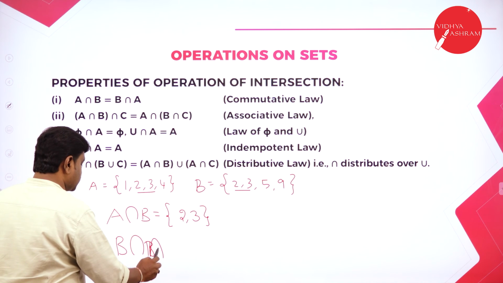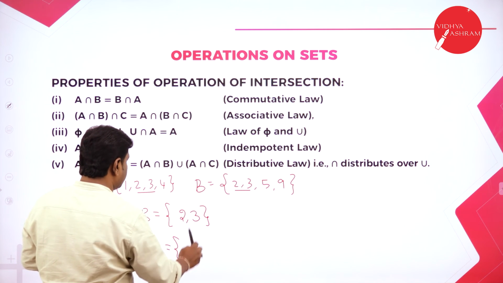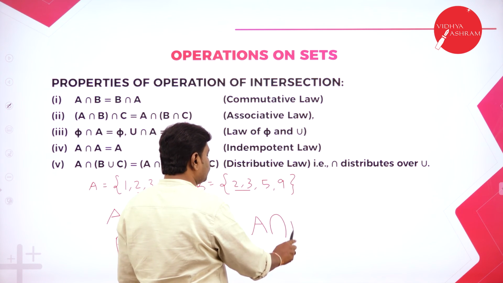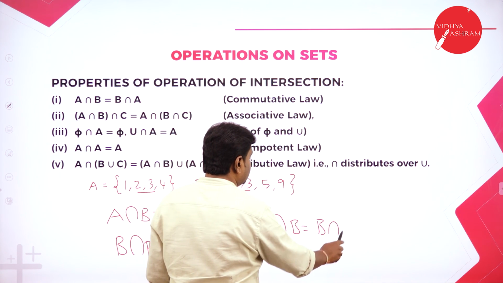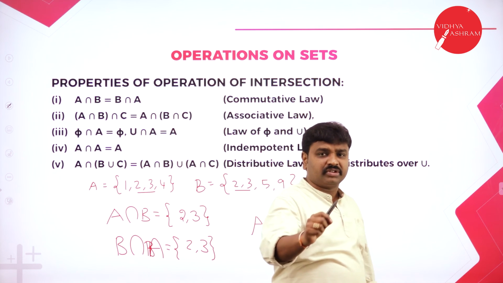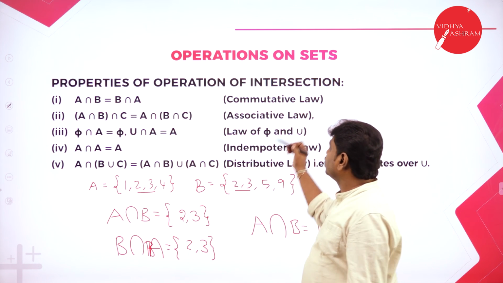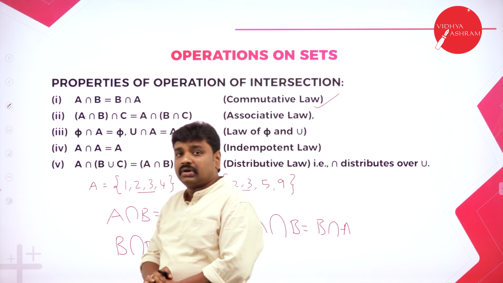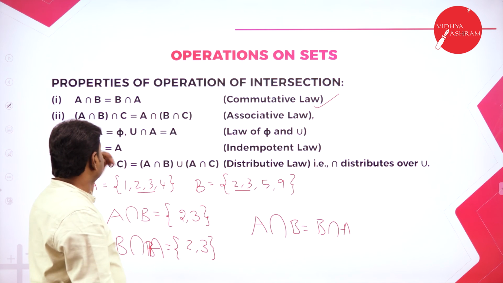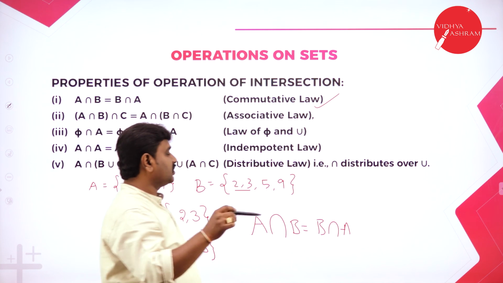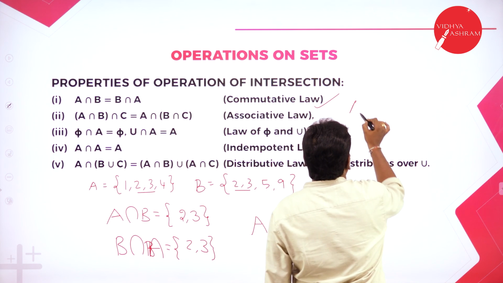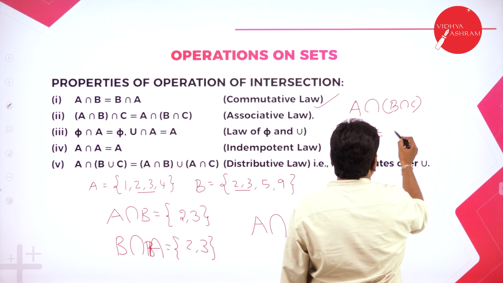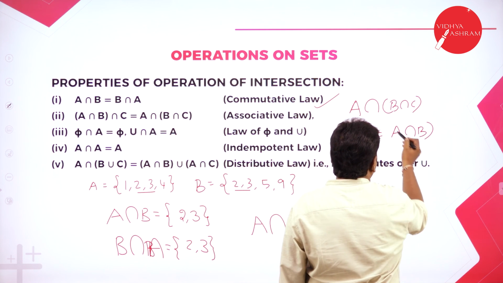Now can you tell me what is B intersection A? It means common elements of B and A. What are the common elements of B and A? Again 2, 3 only. So clearly A intersection B is same as B intersection A. Do you agree or not? Therefore what is the conclusion? Like union, intersection is also commutative. Then associative. Like union, intersection is also associative. What is associative? (A intersection B) intersection C is same as A intersection (B intersection C).